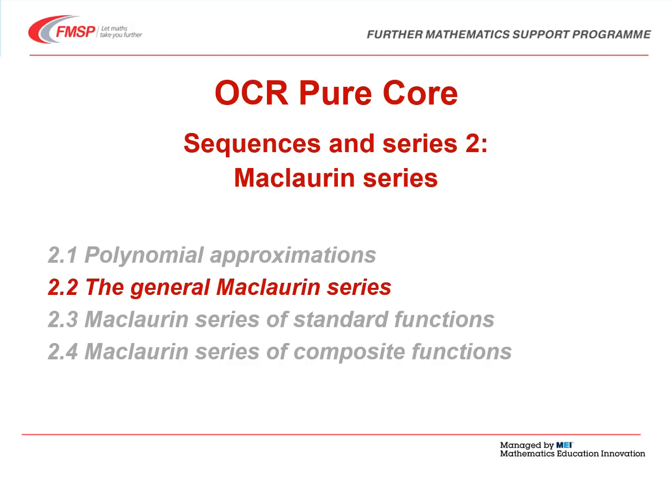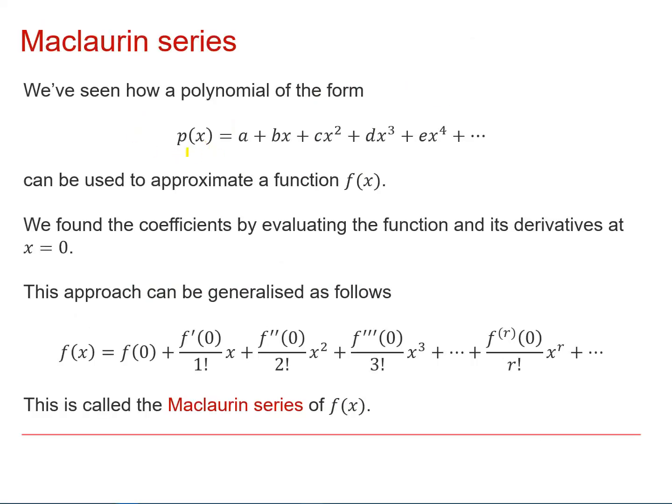This is a video for OCR Pure Core Mathematics, Sequences and Series 2, Maclaurin Series, 2.2, the General Maclaurin Series. We've already seen how we can use a polynomial of this form to approximate some function f(x), and we found the coefficients by evaluating the function and its derivatives at x equals 0. This approach can be generalized as follows.